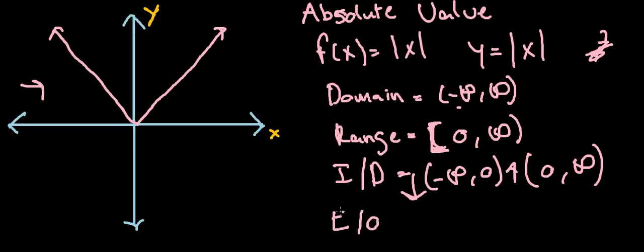Even, odd. And again, the properties are exactly the same as the squaring function. The only difference is it's not being multiplied by itself. It's not increasing exponentially. So we divide down the middle and we can say that it is an even function.